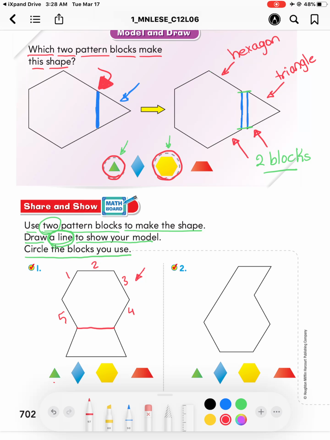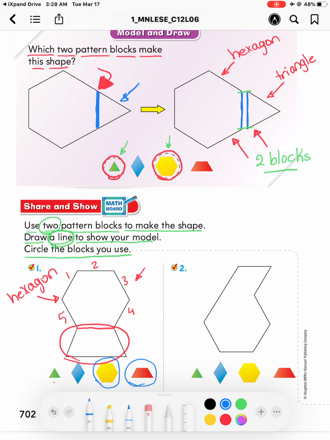And let's check the other shape. So here we have the hexagon. And here, what shape is this? Excellent, this is a trapezoid. So which shapes should I circle? The hexagon and the trapezoid.